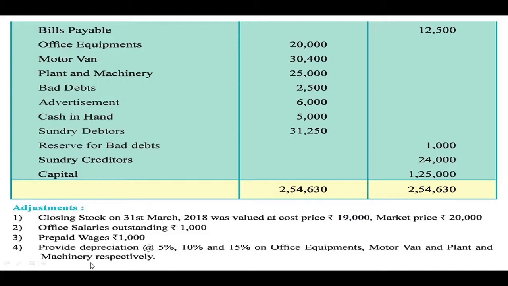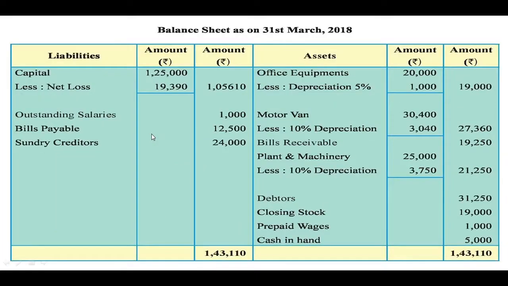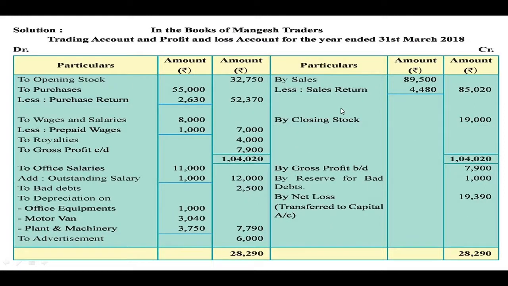Then provide depreciation 5% on office equipment. So you have to find out the original amount of office equipment, which is 20,000. So 5% of 20,000 is 1,000. This is subtracted from office equipment, and in the outer column we have to write 19,000. This is one effect. Now depreciation is the loss in the value of an asset. Losses are recorded on the debit side of the profit and loss account. So here depreciation on office equipment 1,000 is recorded.